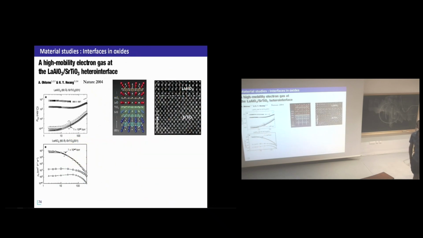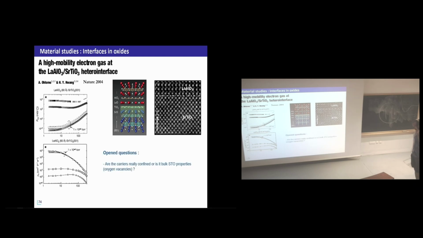And this one is my favorite. You all know, I assume, that you can create a 2D electron gas at the interface between insulators. But at this moment, in Nature, it was not that obvious. So those guys published this paper saying, hey, wonderful, we made a two-dimensional gas here with a high mobility at low temperature and so on.